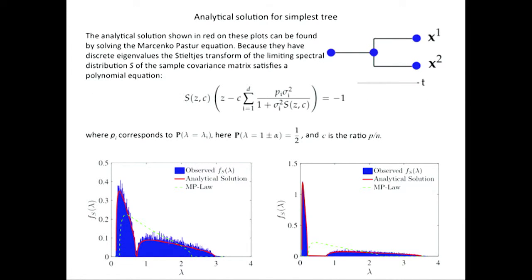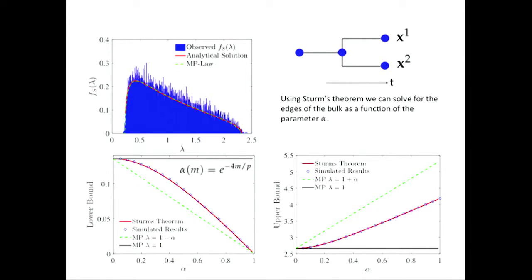You might notice that I've also put these red analytical curves on these plots. Those come, as I mentioned earlier, from solving the Marchenko-Pastur equation. Because these systems have discrete eigenvalues, the Stieltjes transform of the empirical spectral distribution satisfies a polynomial equation, and we can just find the roots and use those to put the analytical distribution on top of our data. You can see that it matches quite nicely. It's nice because we actually have a theory of what's going on with these distributions.